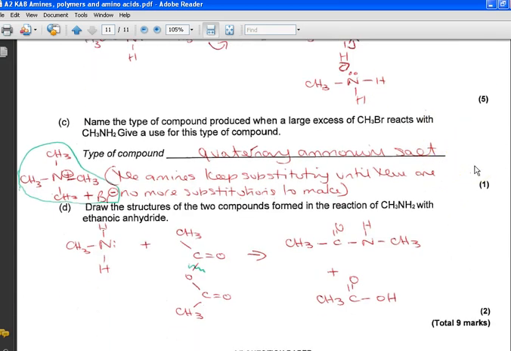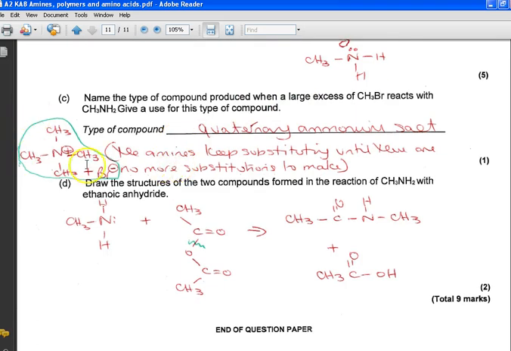And then the next part of the question is a little bit of an extension. Name the type of compound produced if a large excess of the haloalkane was in the mixture. And this would actually form this quaternary ammonium salt. So it would basically keep substituting. The amine would keep substituting until there are no more substitutions to make. And in this case, ours was methylamine. So we end up with 4 CH3s on here and a positive charge on the nitrogen, and the bromide ion is the other bit, the negative charge.